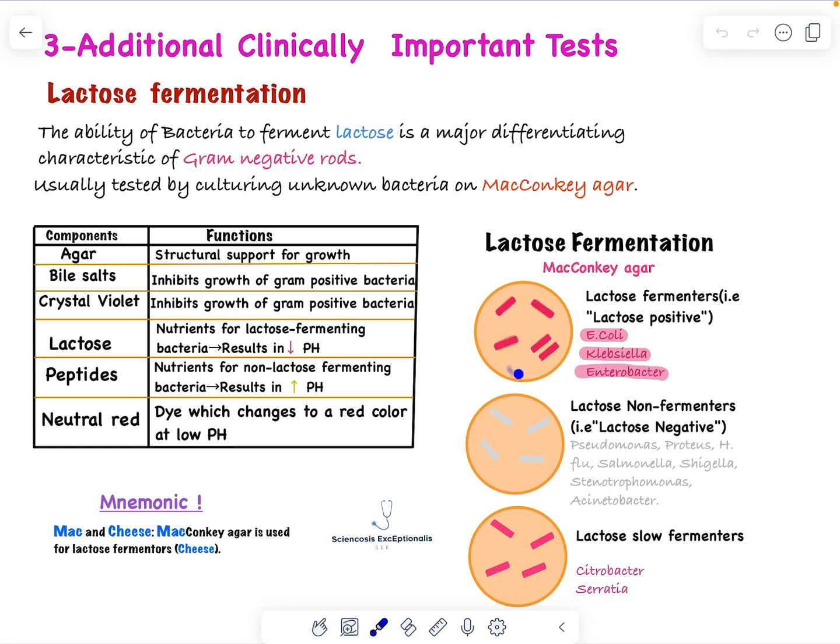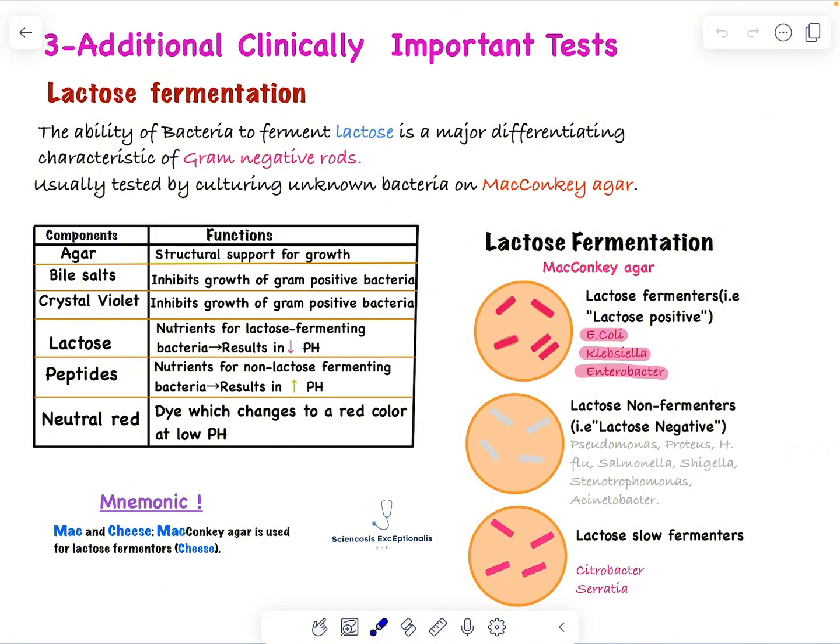By these red halos around the bacterial colonies, we can differentiate the lactose fermenters from lactose slow fermenters, as Citrobacter, Serratia, in which the bacteria can ferment the lactose, resulting in red or pink color, but without the red halos around the bacterial colonies. Lactose non-fermenters or lactose negative, those bacteria which are not capable of fermenting the lactose, so the neutral red is not changed into a red color, and the bacterial colonies appear translucent.